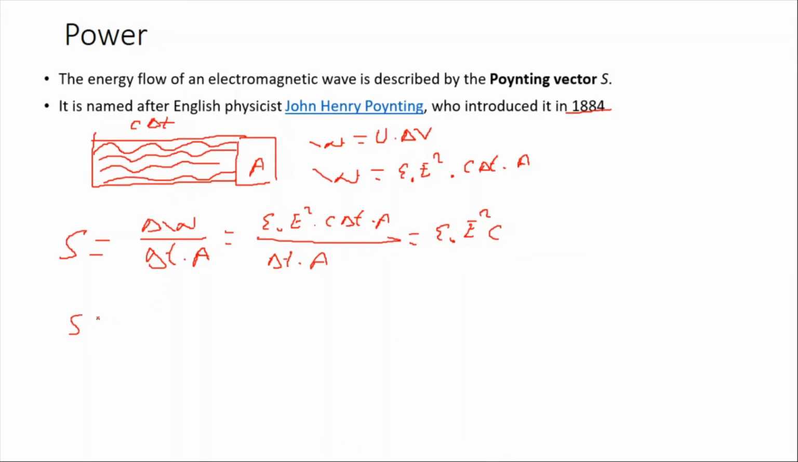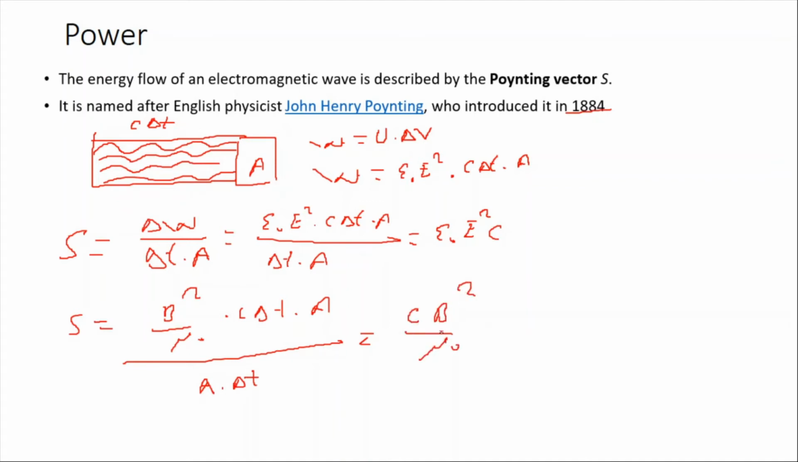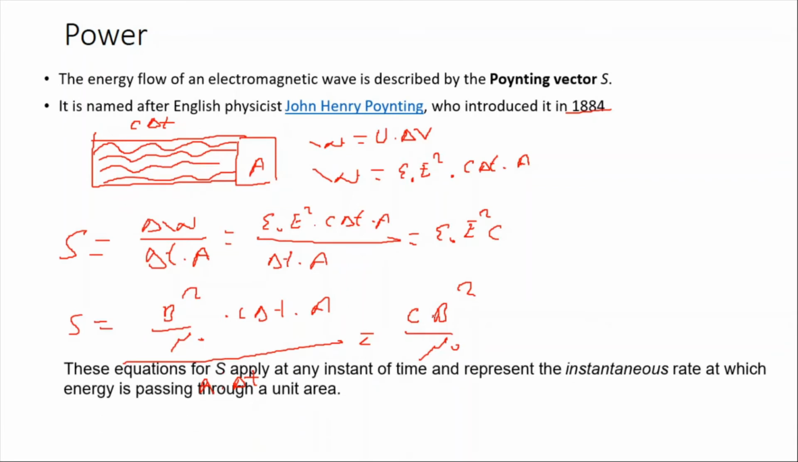We can calculate the Poynting vector also if, instead of the energy density associated with the electric field, we use the energy density associated with the magnetic field and do similar calculations. Instead of u, I am going to write B squared divided by 2 mu 0 times c delta t times A, divided by A times delta t. Simplifying this equation will give us c times B squared divided by mu 0. So this is the power delivered to the surface.